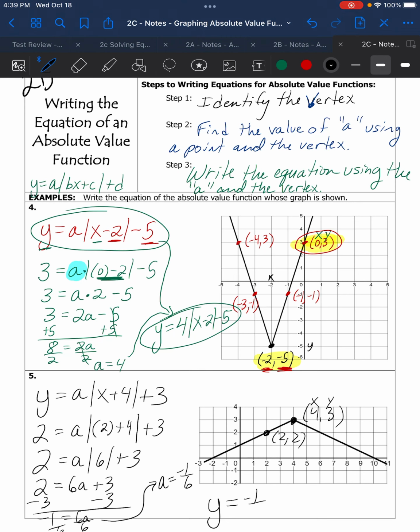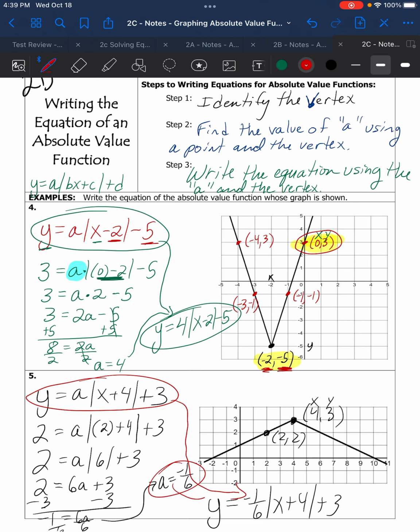So my equation with the a value of negative 1/6 is y equals negative 1/6 times the absolute value of x plus 4, plus 3. So just quickly, I use the formula with the vertex in it, and I just replace the a with what I found the a to be.